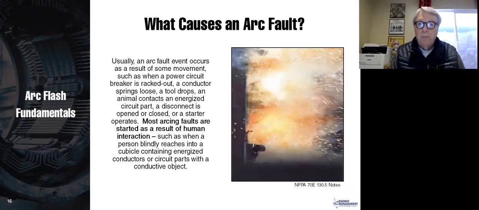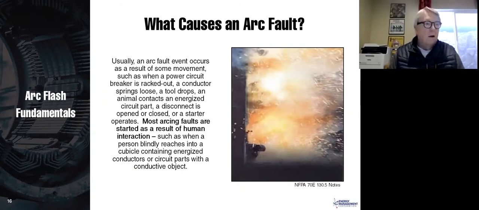Now, I put the bold here because I wanted to make a point of this. Most arcing faults are started as a result of human interaction, such as when a person blindly reaches into a cubicle containing energized conductors or circuit parts with a conductive object.